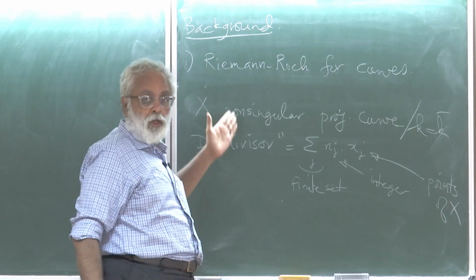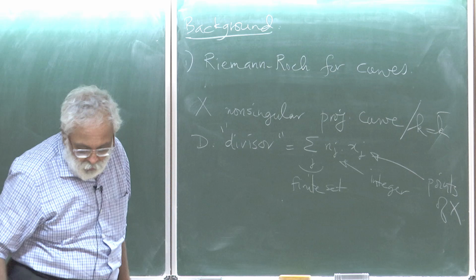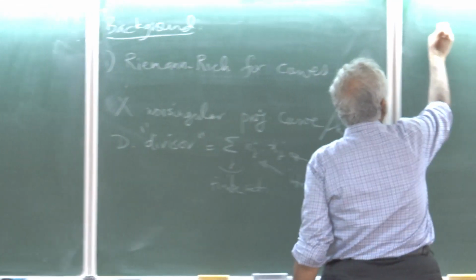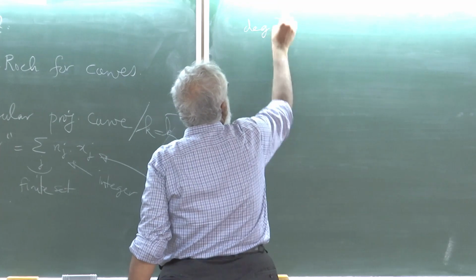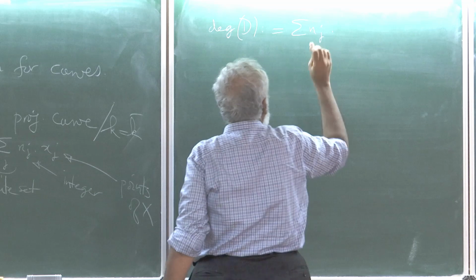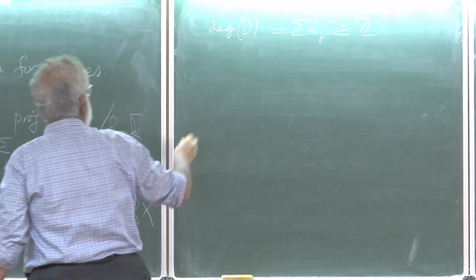So the Riemann-Roch theorem on a curve takes such a divisor and tries to tell you something about it. Associated to such a divisor, I have various things I can do. I can look at its degree. You just take the sum of those coefficients n_j, and this is some integer. That's the degree.